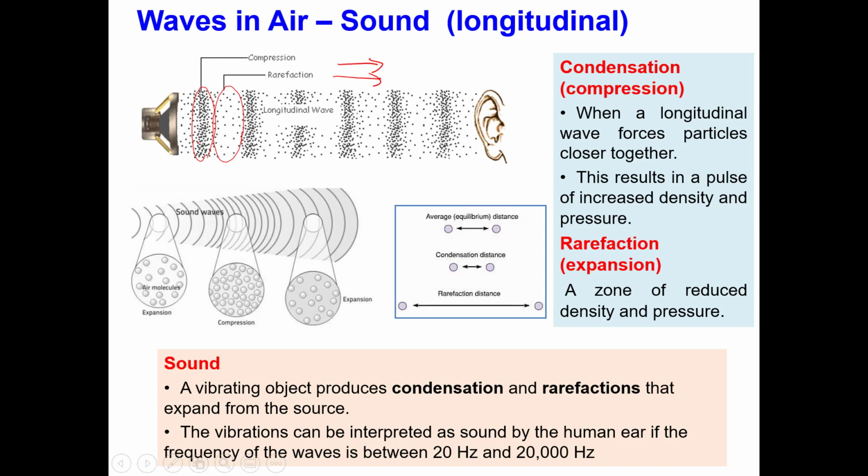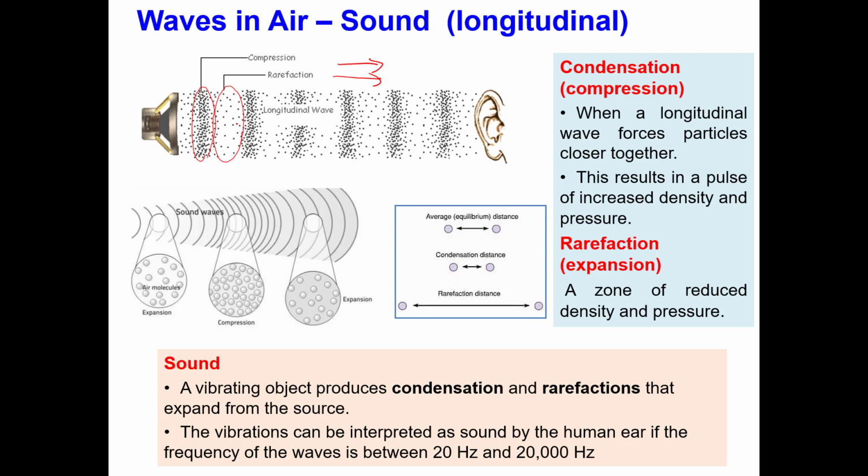Then this is how it creates these two different zones. The air is compressed and expanded, compressed and expanded, compressed and expanded. This is how sound can travel through the air, creating different compression and expansion zones in the air. Remember, the compression region is called the condensation, and the expansion is the rarefaction region.